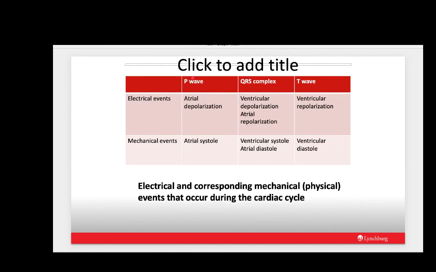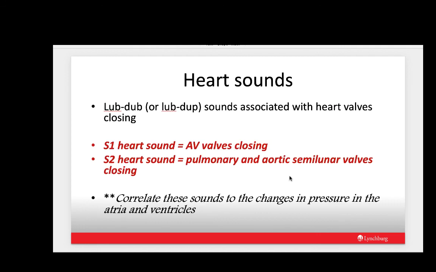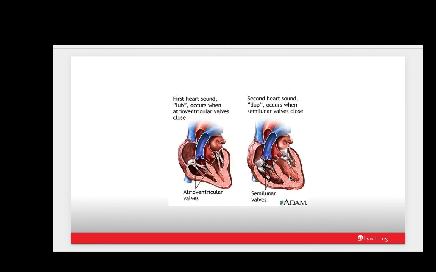This is just a little chart to remind you what's happening during each one of the deflections in the ECG. So I've paired it up. Here's the electrical events that are happening, and here are the mechanical events. And we've got to travel through all of this to create one cardiac cycle. And the rest of this we're going to get with our cardiac cycle lecture.